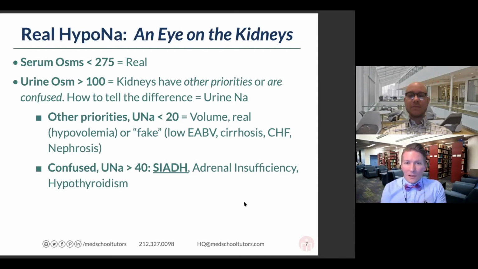And the most common answer is that ADH is the problem. So the simplest takeaway here would be that if somebody has a low serum osmolarity and a high urine osmolarity, generally speaking, either you have kidneys that are unduly influenced by ADH or kidneys that believe something like that is going on, which is the kidney has other priorities. There's other problems going on the kidney's trying to deal with.